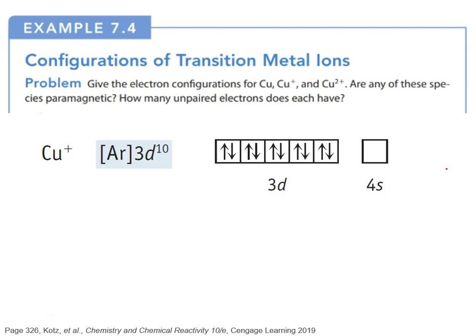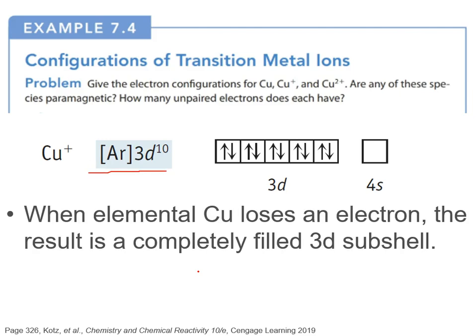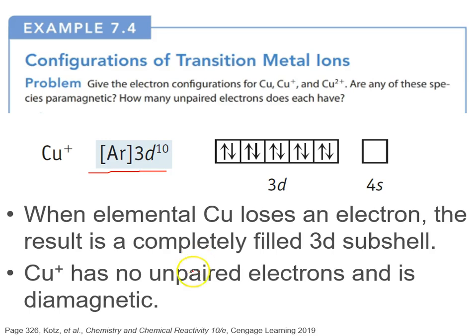What if we have copper plus 1? Well, if we have copper plus 1, we take away that electron, and now we're just left with argon 3d10. So now everybody is full and everybody is paired. There are no unpaired electrons, and copper plus is diamagnetic.